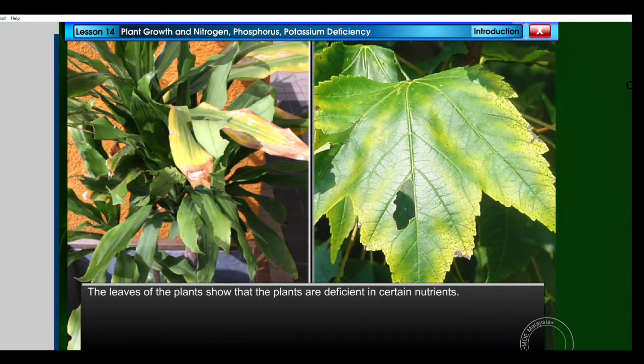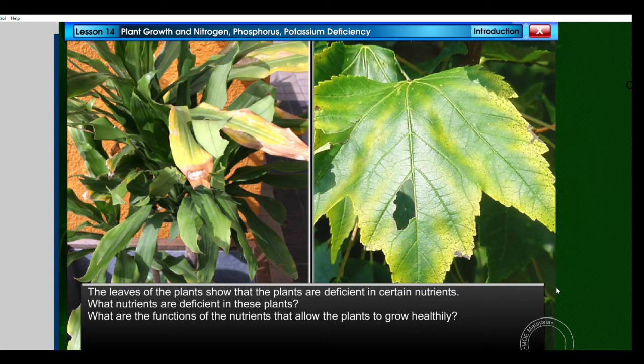The leaves of the plants show that the plants are deficient in certain nutrients. What nutrients are deficient in these plants? What are the functions of the nutrients that allow the plants to grow healthily? Let's find out.